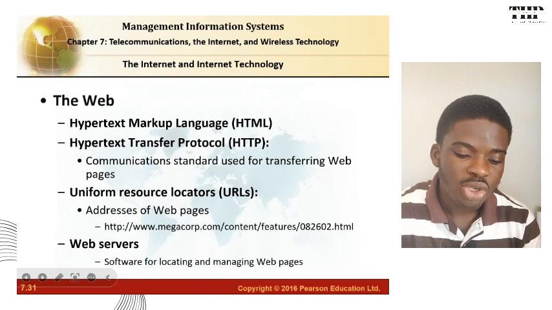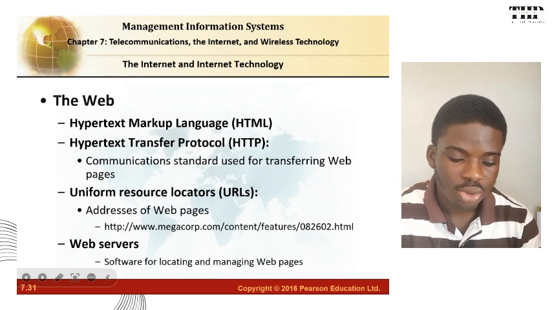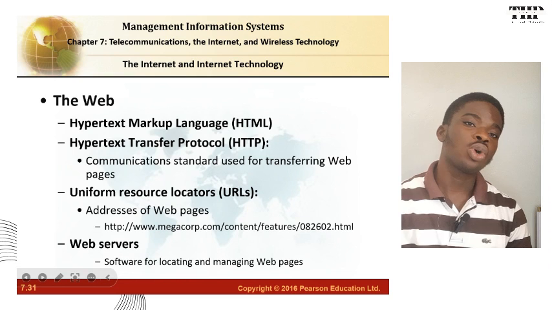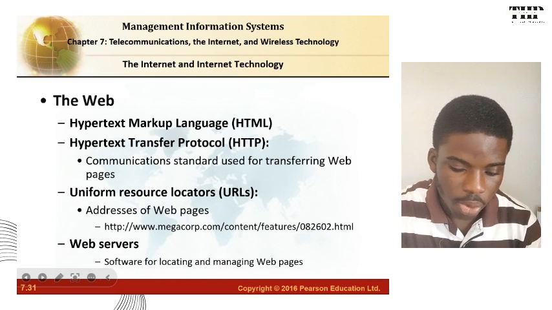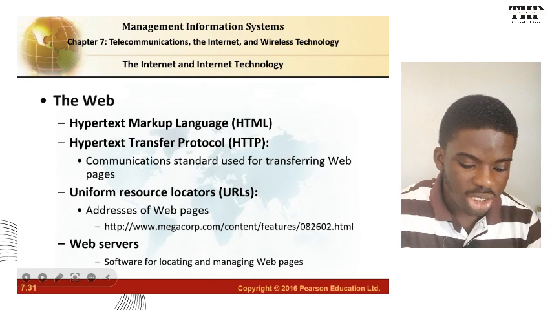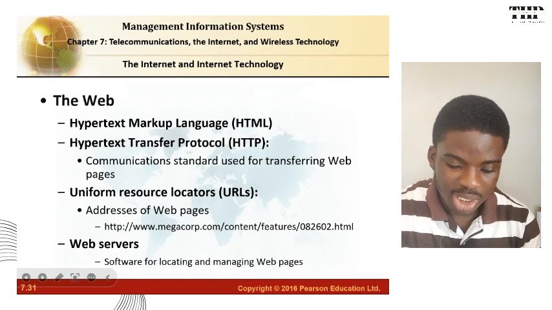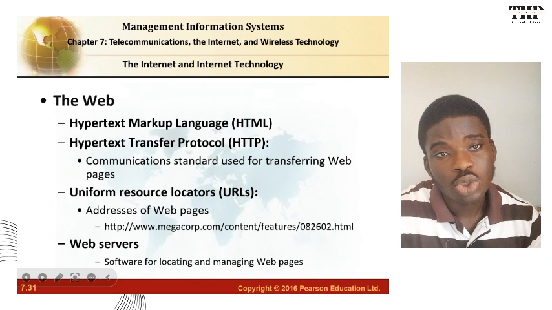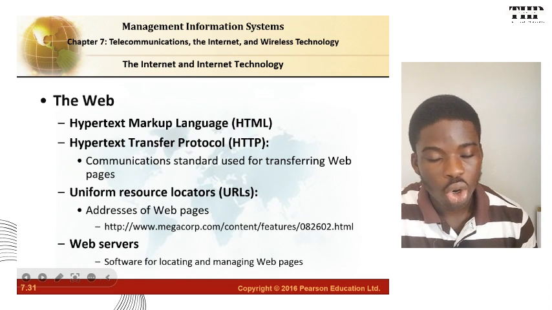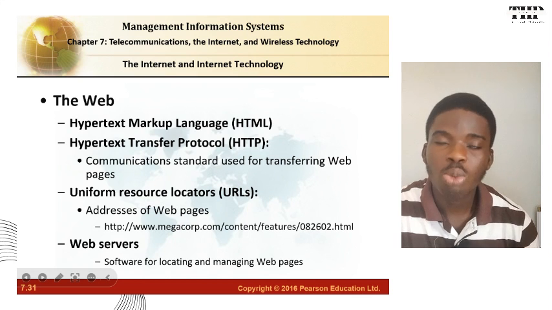Now, uniform resource locators, that's the URLs, addresses of web pages. So the address of a web page is called a URL. This is an example. Web servers are software for locating and managing web pages. So web servers simply locate and manage, they are used to locate and manage web pages.